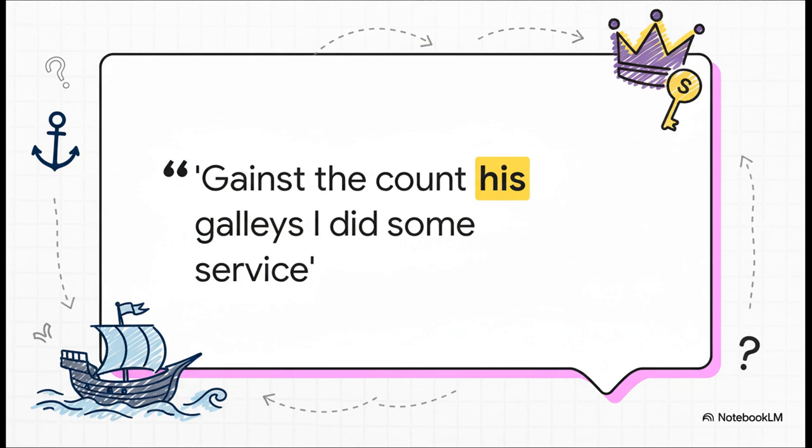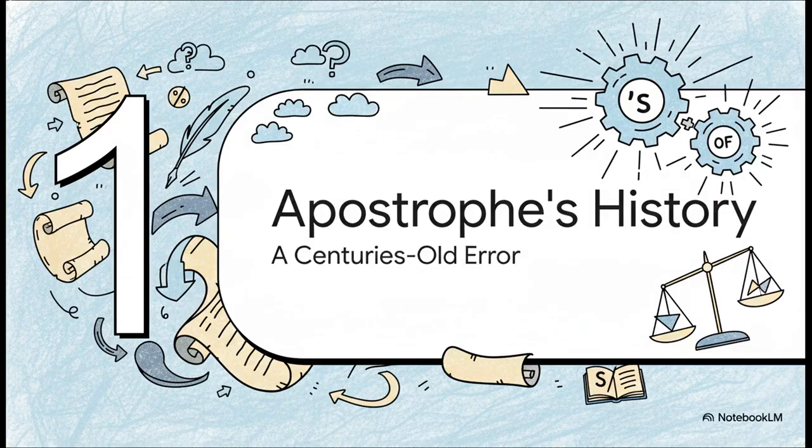So, for a long, long time, people, even smart scholars, thought that saying something like the Count's galleys was really just a lazy, shortened way of saying the Count his galleys. You can even see Shakespeare doing it right here. The idea was that the apostrophe wasn't showing ownership, it was showing a missing word, his. It's this incredible historical blunder that just became the rule. Wild, right? But that whole mix-up with the apostrophe, that's really just the tip of the iceberg.